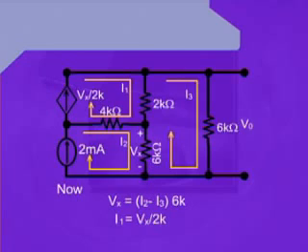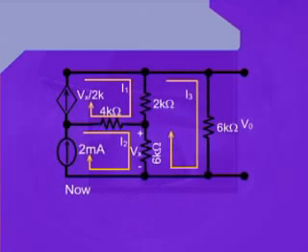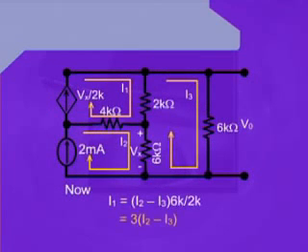Also, if we look at the mesh number 1, then we can easily write, because there is only one current source there, I1 is equal to Vx divided by 2K. Now, if we replace the value of the Vx into the formula which we have written for I1, then easily we can write I1 is equal to I2 minus I3 into 6K divided by 2K. That will lead us to I1 is equal to 3 times I2 minus I3.